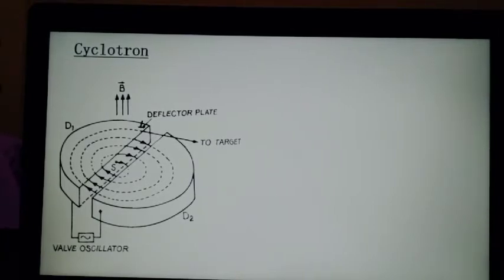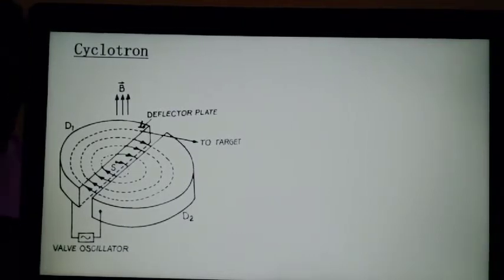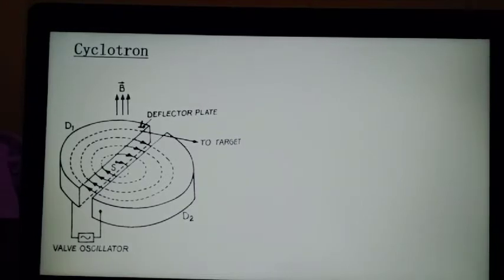It is provided between the Ds. AC potential is provided between the Ds. Why are you using AC potentials here? Because AC potential alternately changes the polarities of D1 and D2. That we will come to while we are discussing the working. Now we are talking about only the design of the cyclotron.